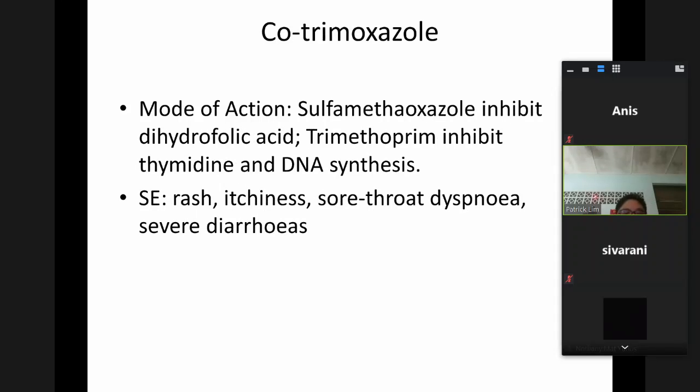Then you have cotrimoxazole. Cotrimoxazole is a drug which combines two drugs, trimethoprim and sulfamethoxazole. What it does is that sulfamethoxazole inhibits the dihydrofolic acid. Trimethoprim inhibits the thymidine and DNA synthesis. Side effects of this drug as a combination, it acts as a synergistic, but it gives rise to more rash, itchiness, sore throat, dyspnea, and severe diarrhea.